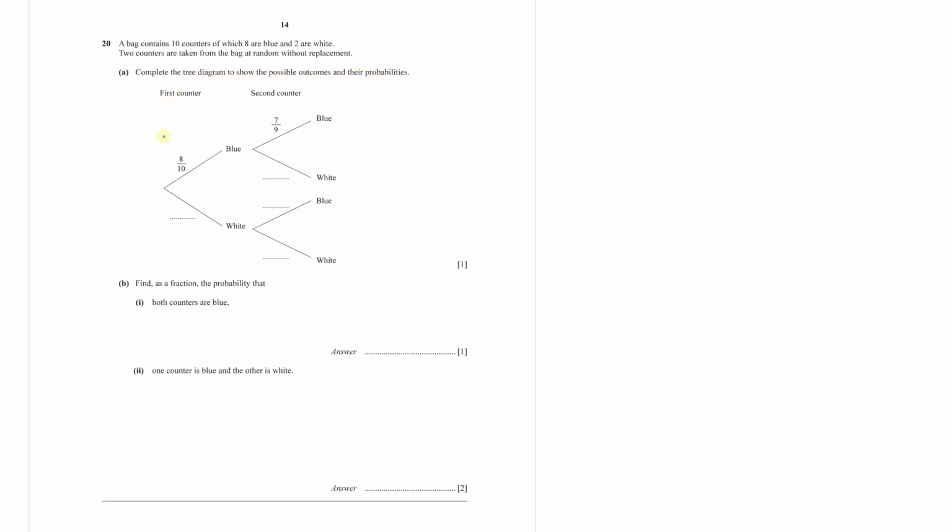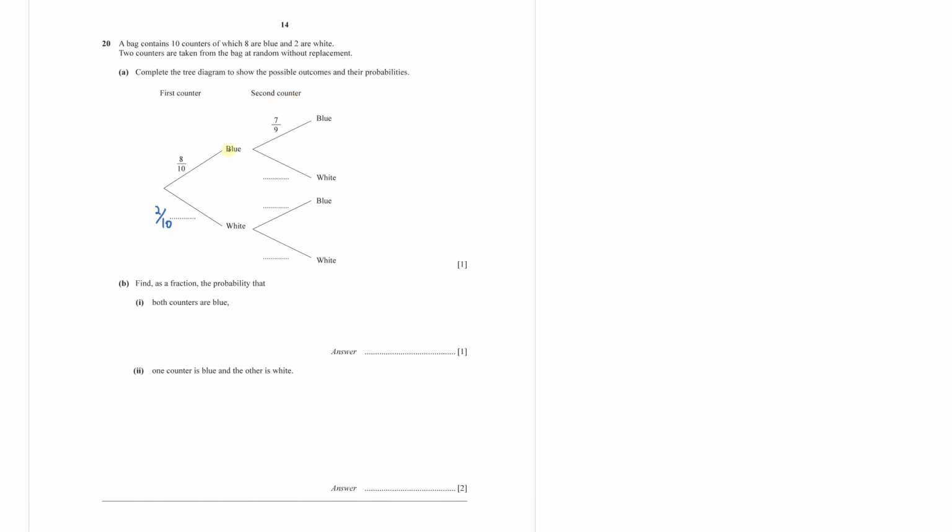So initially you have a bag with 10 counters. 8 are blue, so the probability of picking a blue one is 8 over 10, and 2 are white, so the probability of picking a white one is 2 over 10. Then we move on to picking the second counter.